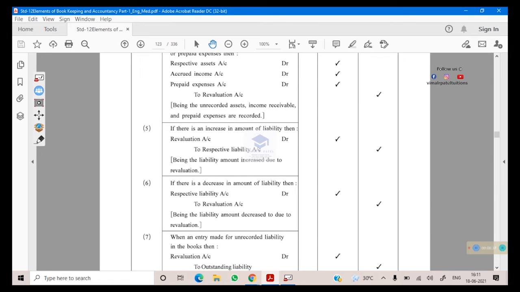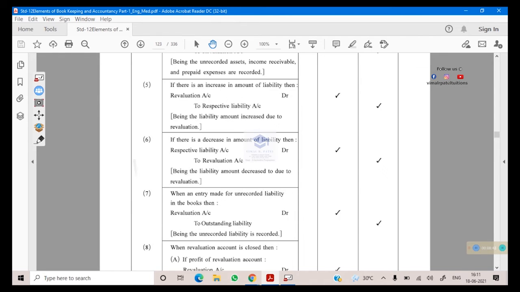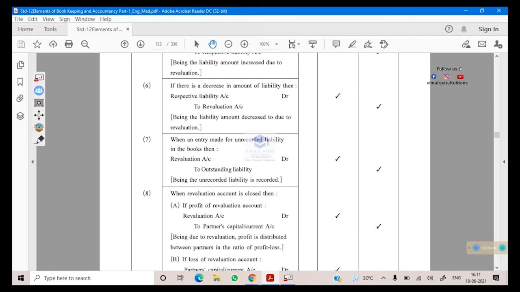If there is a decrease in the amount of liability, the entry will be reversed. Liability account debited to revaluation account. Then the entry for unrecorded liability: revaluation account debited to unrecorded outstanding liability account. Then the revaluation account is closed.